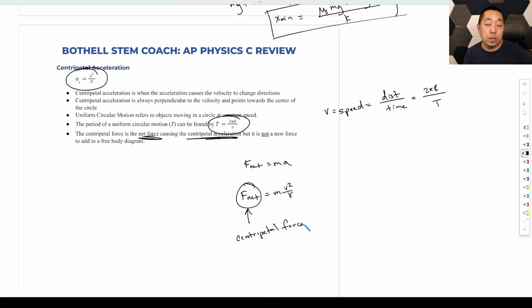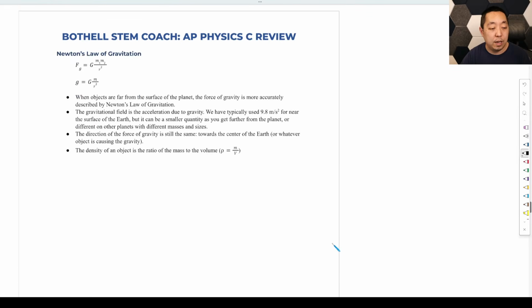So there could be a force pointing away from the circle. That's part of the net force. You just ignore anything tangent to the circular path there, right? But the centripetal force is not a new force. Not a new force. Can't emphasize that enough.